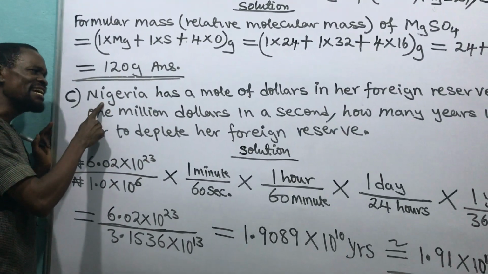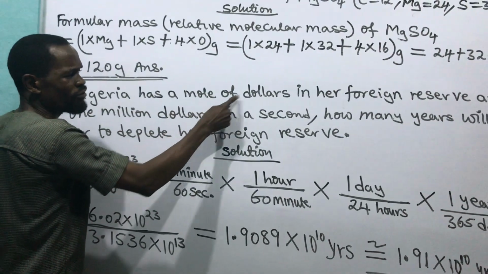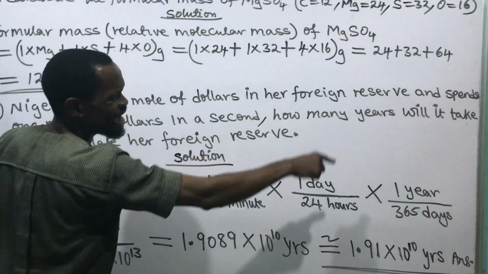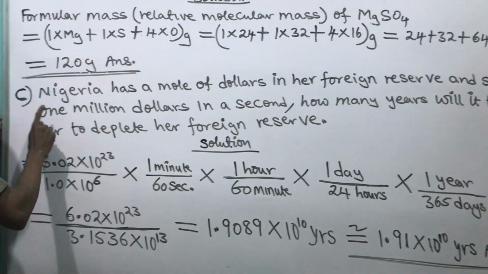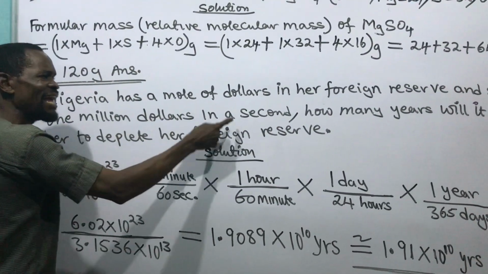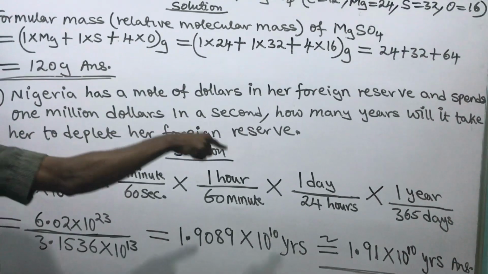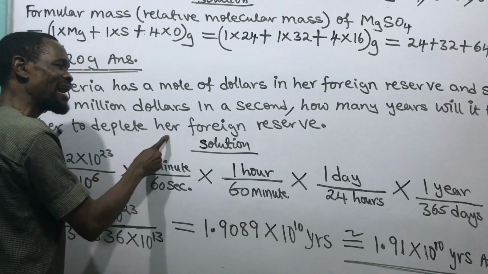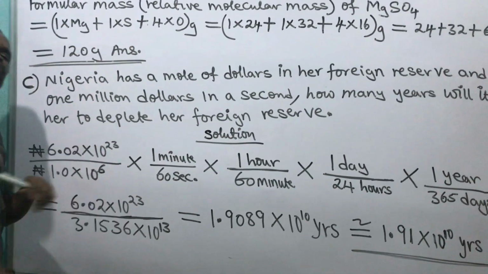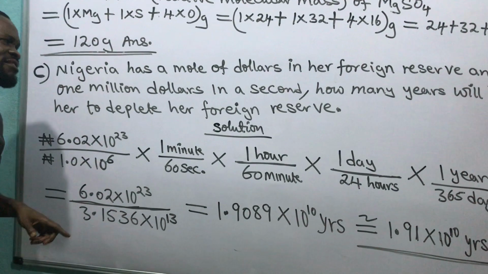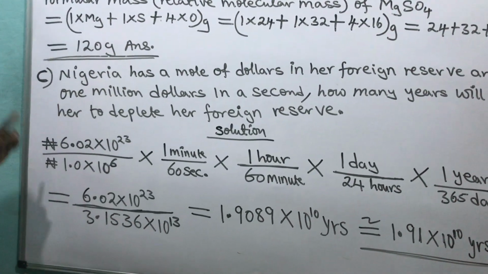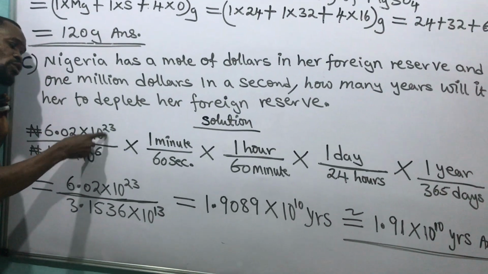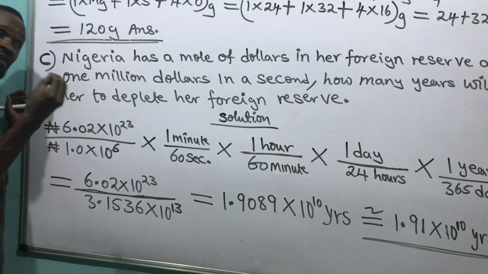It said Nigeria has a mole of dollar in her foreign reserve and spends $1 million in a second. How many years will it take her to deplete her foreign reserve? How many years to exhaust that foreign reserve? She has 1 mole, and that 1 mole represents 6.02 times 10 raised to the power 23. That's Avogadro's number.